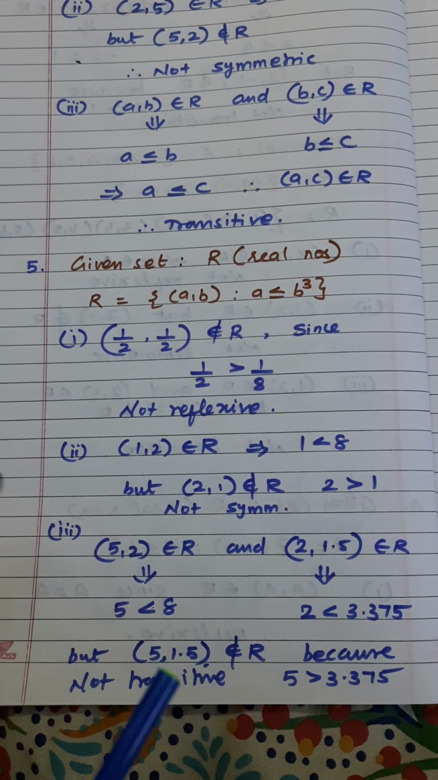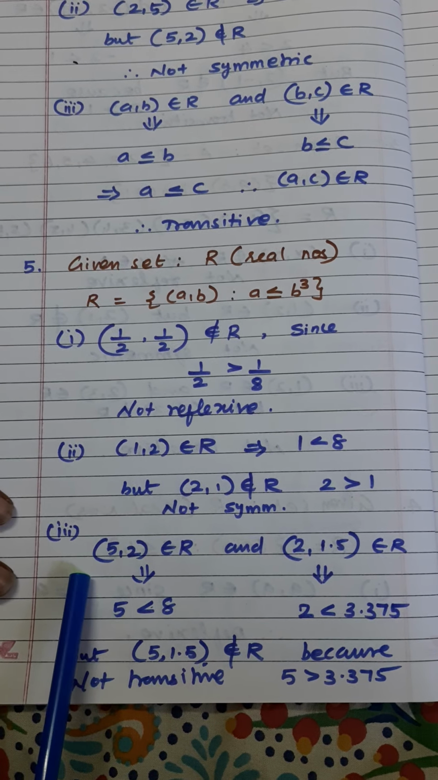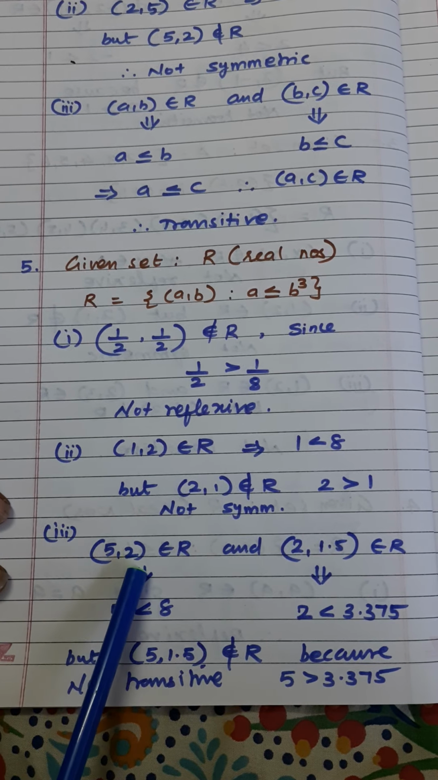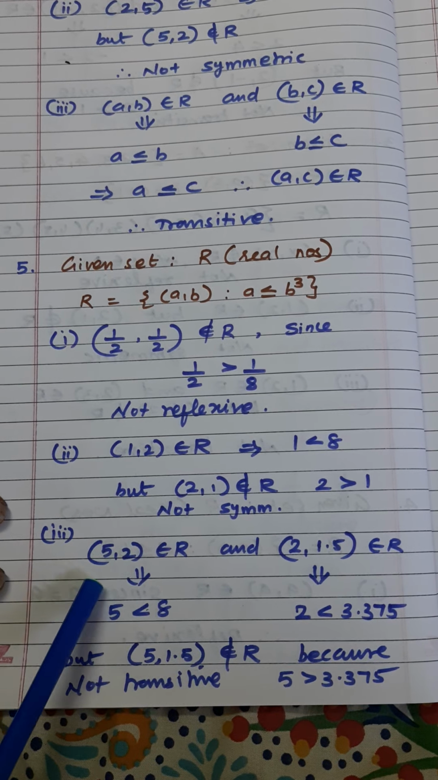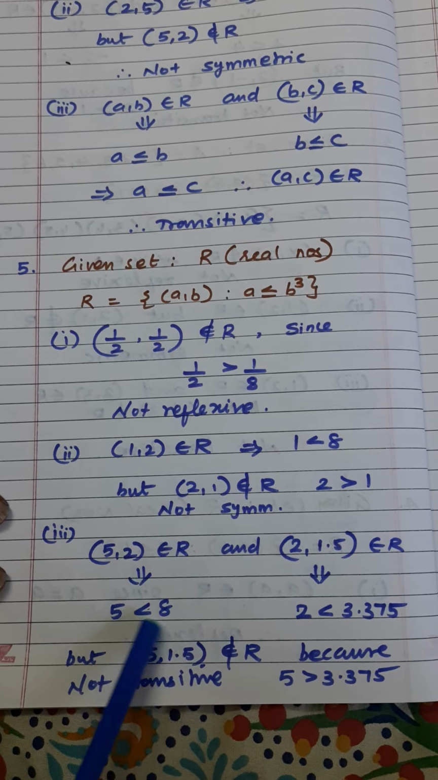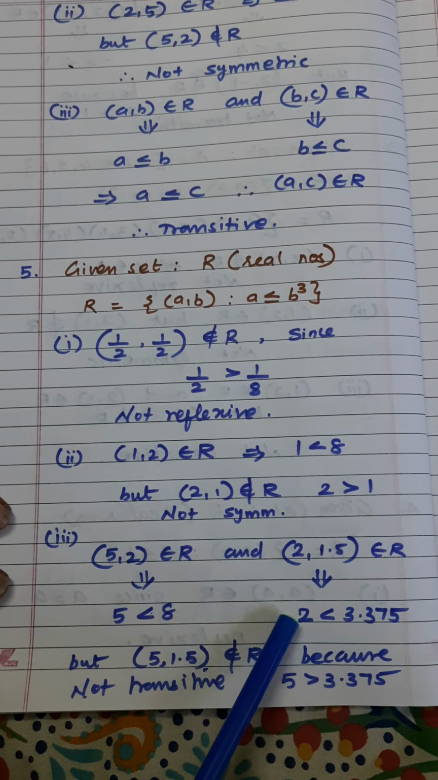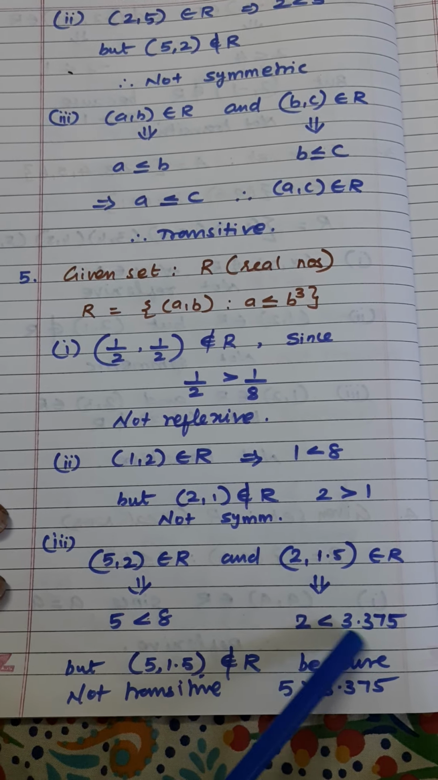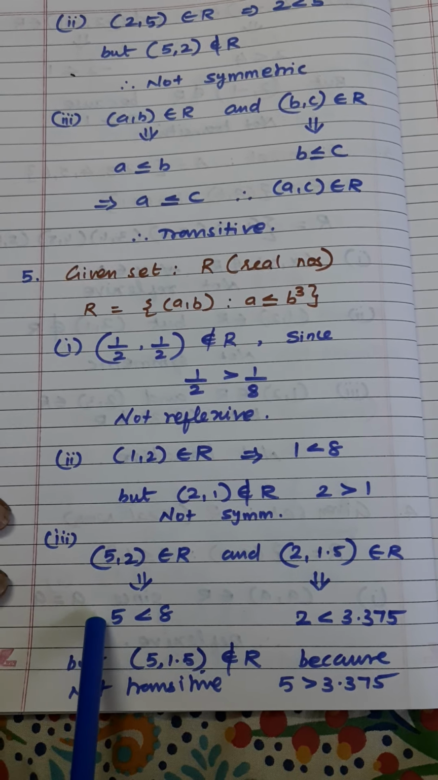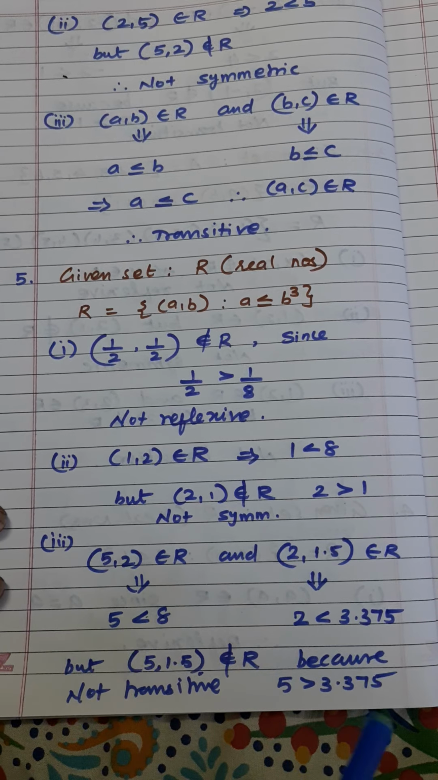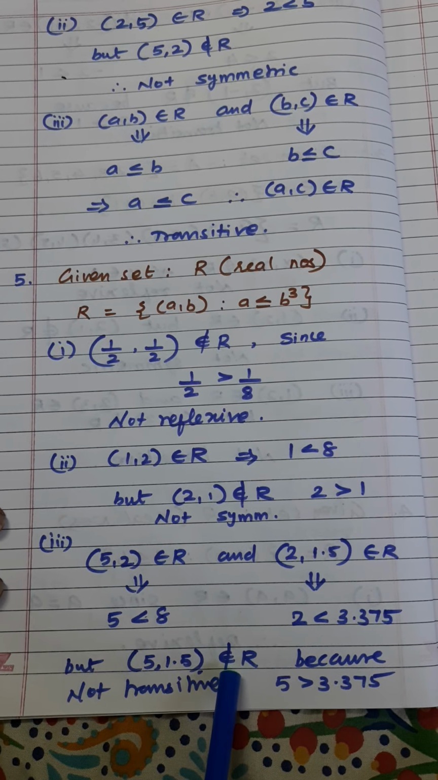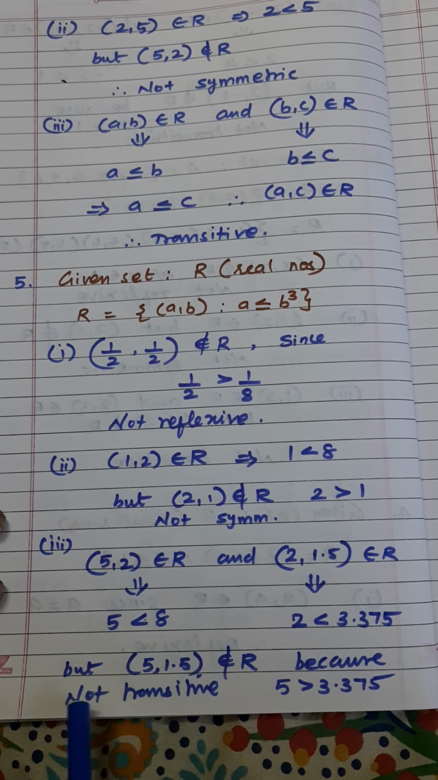It is not symmetric. Now take the numbers 5, 2 and 1.5. (5, 2) belongs to R and (2, 1.5) belongs to R. So it implies 5 is less than 2 cubed, that is 8, and 2 is less than 1.5 cubed, that is 3.375. But 5 is not less than 3.375. So (5, 1.5) doesn't belong to R. So it is not transitive.